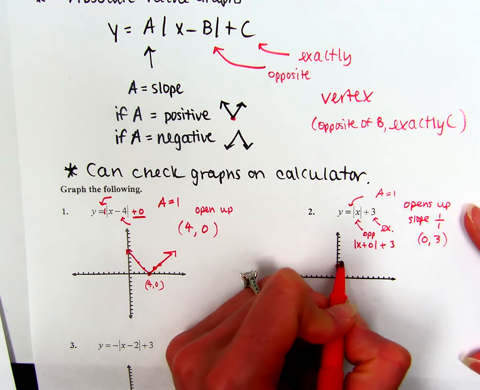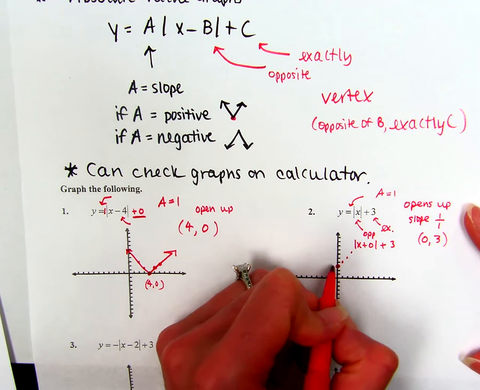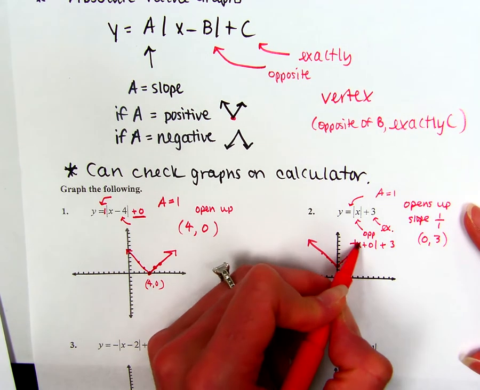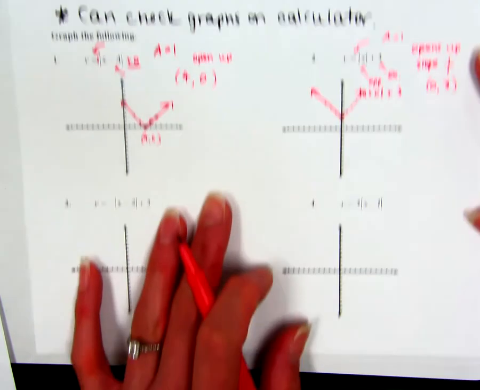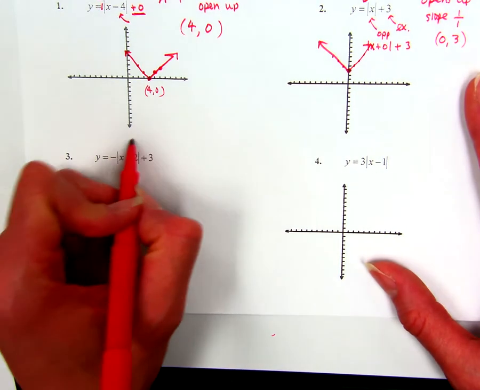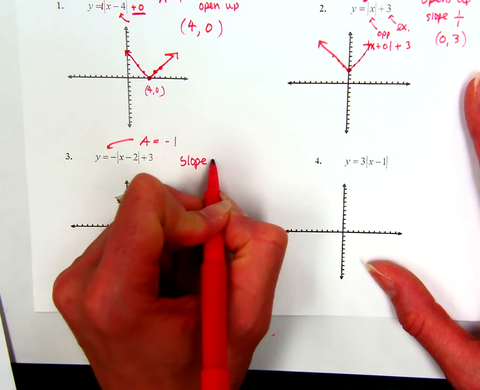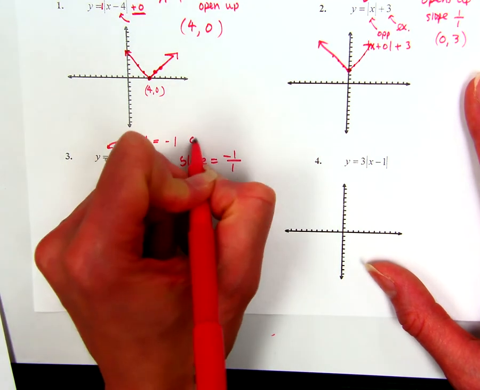I'm going to go up 1 over 1, make a couple points to the up and to the right, and make a couple points up and to the left. And there's my graph. Okay, number 3. So this time A equals -1. So my slope is -1 over 1, and it opens down this time.